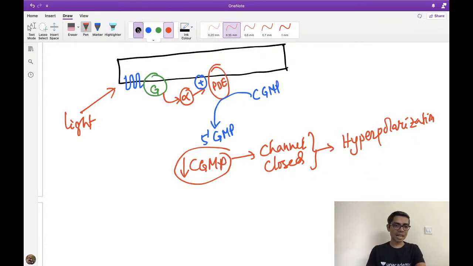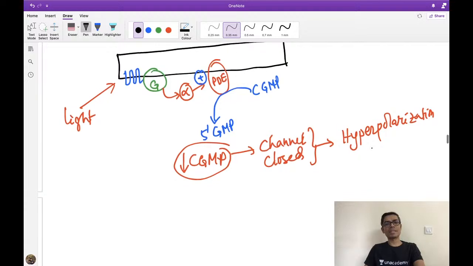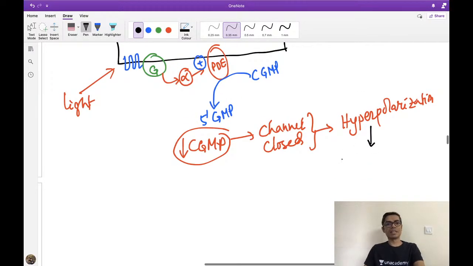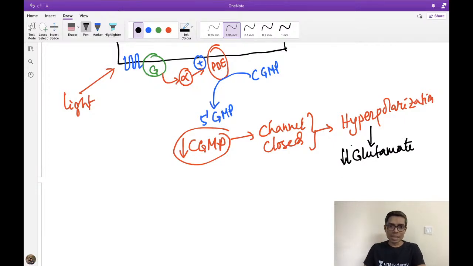Now whenever there is hyperpolarization, what will happen? The glutamate released from the photoreceptor cell will be decreased in amount. Now when the glutamate release decreases, by some mechanism it is going to activate your bipolar cell. Okay, the mechanism is still not confirmatory, but there are different varieties of bipolar cell.